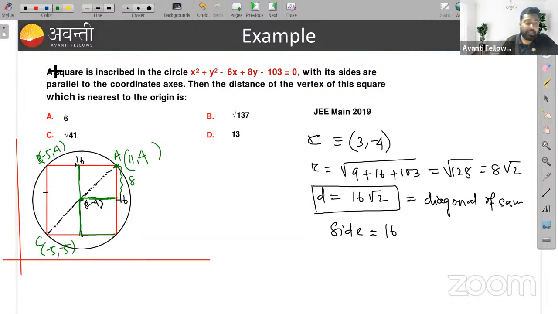-4 minus 8, that is -12. So the coordinate of point C is -5, -12.